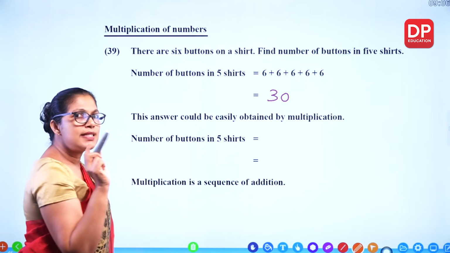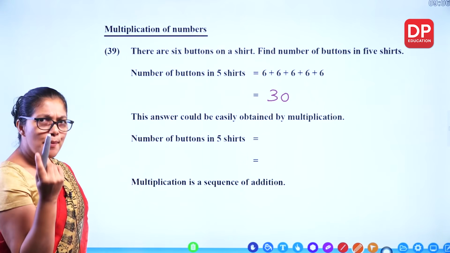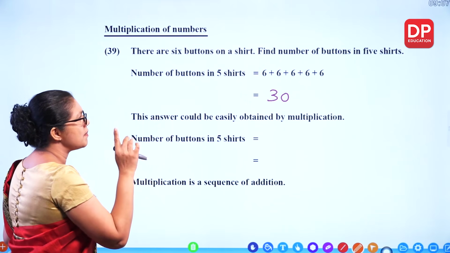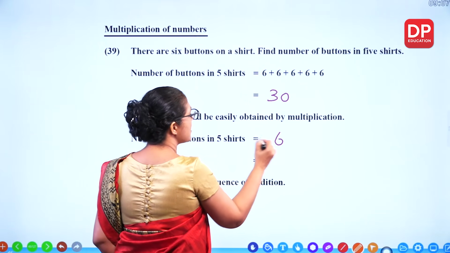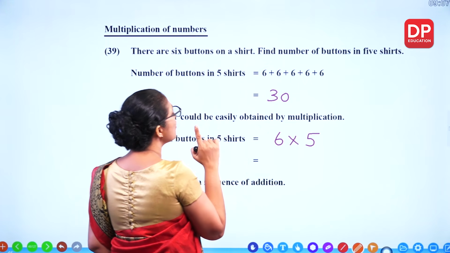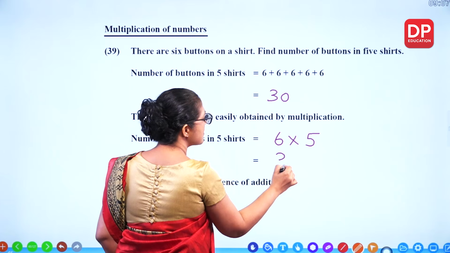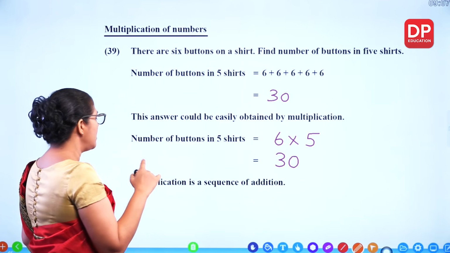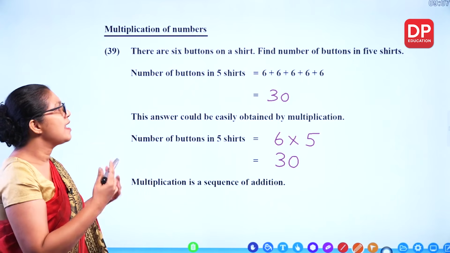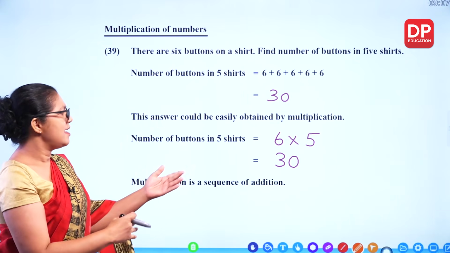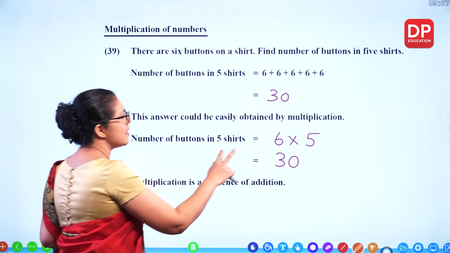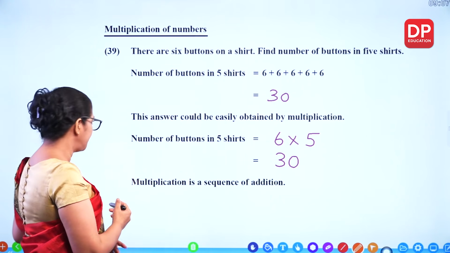So you can get the same answer by using multiplication. Number of buttons in 5 shirts means 1 shirt 6 and multiply by 5. Because 5 shirts are there. So you get 6 times 5, 30. So multiplication is a sequence of addition, but it takes time to add. It's easy to know how to multiply because you can get the answer at once.